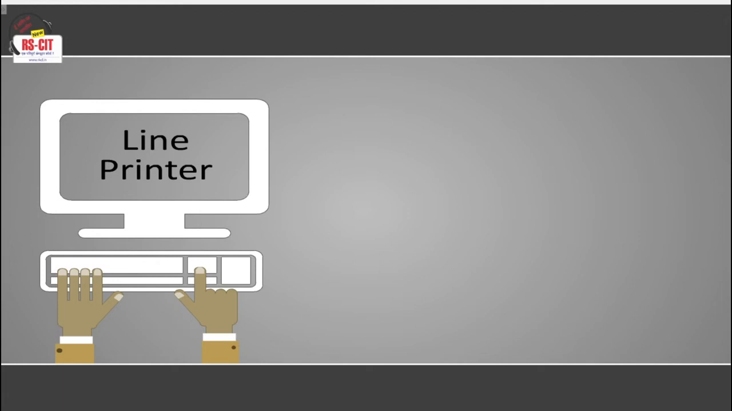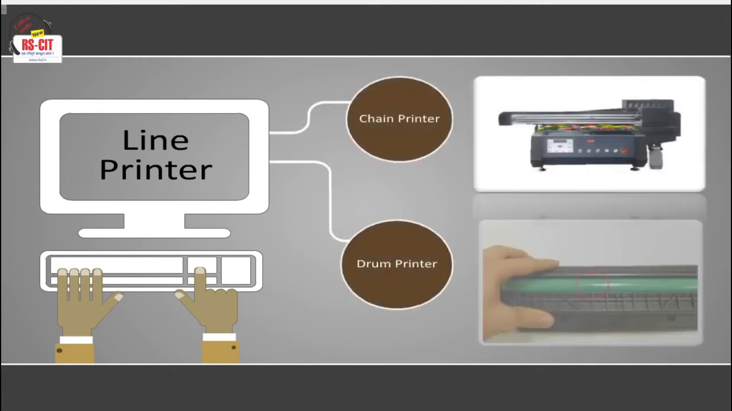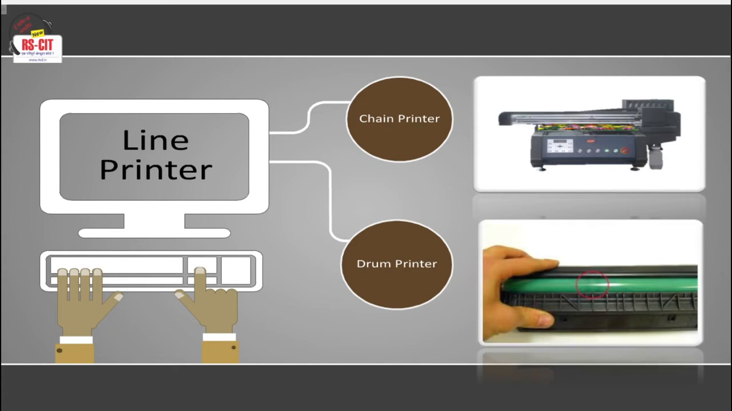Line printers, on the other hand, print a complete line at a time. Traditionally, line printers were characterized as chain printers and drum printers. These types of printers use a print head consisting of pins which are moved by an electromechanical mechanism to strike a ribbon placed between the printer head and the paper where the output needs to be printed. Their speed varies from 200 to 2000 lines per minute, depending on the type of printing properties.